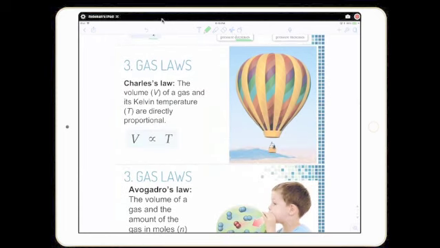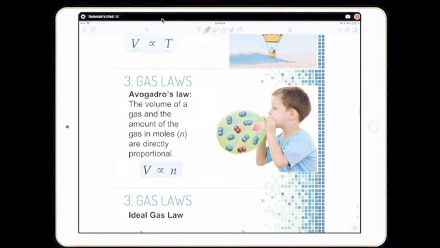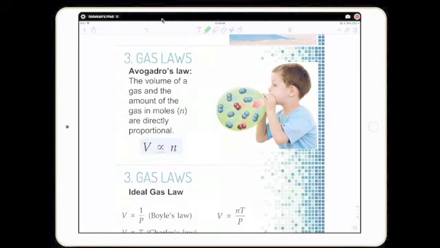Charles's law relates volume and temperature. So if I increase the temperature, like in this hot air balloon, then I increase the volume of the gas, right? Because the particles are moving faster, they're moving further apart, and so the whole volume of the gas is going to be greater. That's directly proportional. Avogadro's law is a direct proportionality between volume and moles.